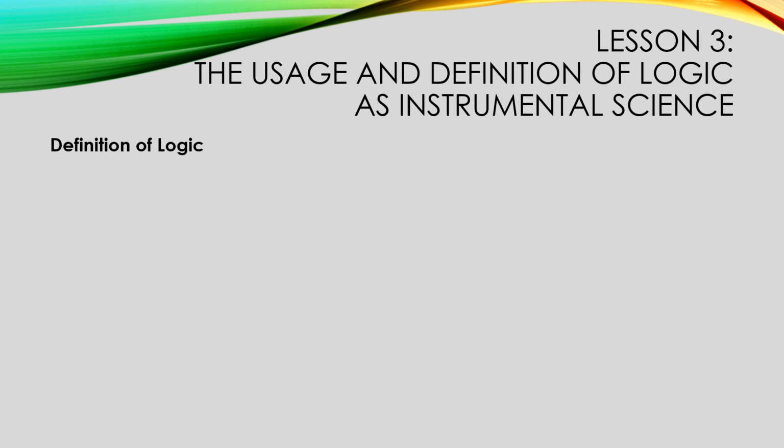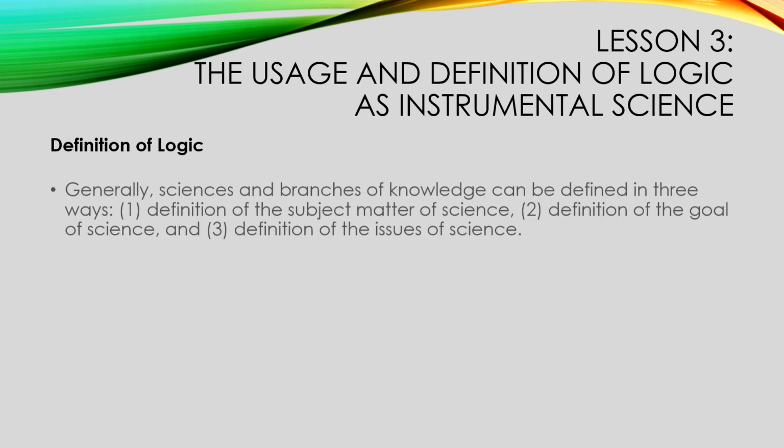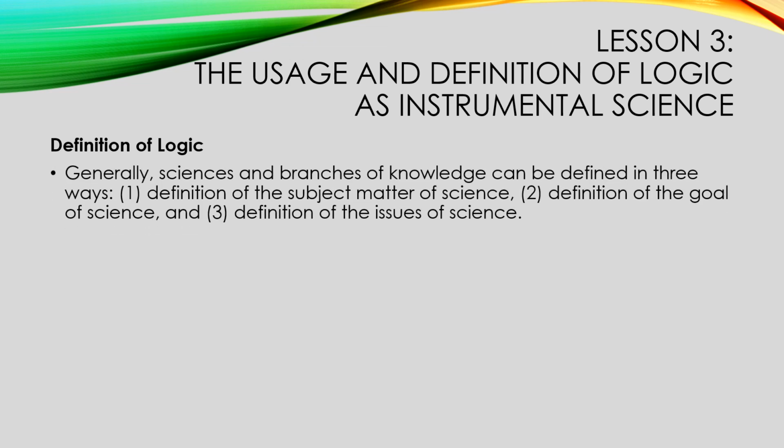Definition of logic. Generally, sciences and branches of knowledge can be defined in three ways. One, definition of the subject matter of science. Number two, definition of the goal of science. And number three, definition of the issues of science.